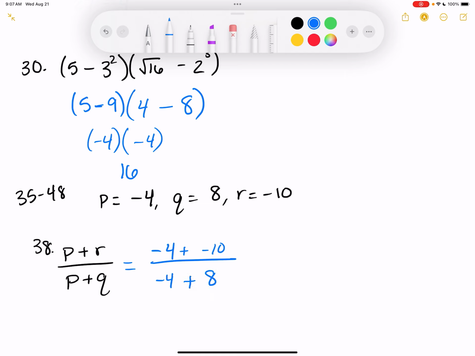So what does that give me on top? Yep. And what about the bottom? Yep. And can I reduce it? What is it reduced to? Yep, negative 7 over 2.